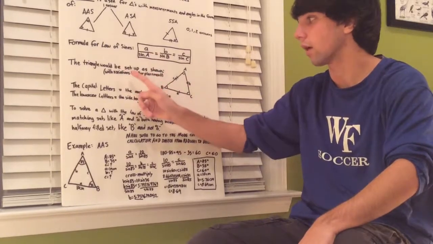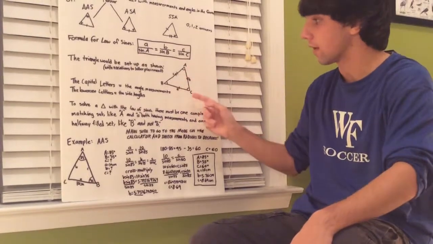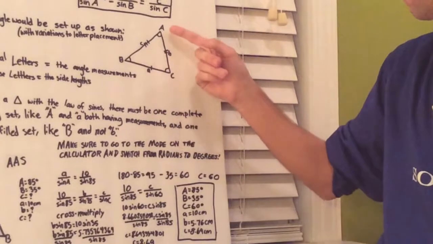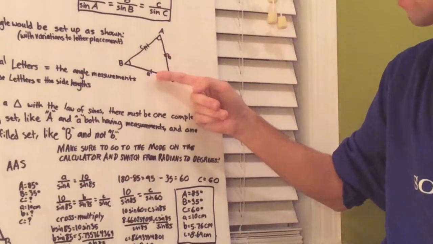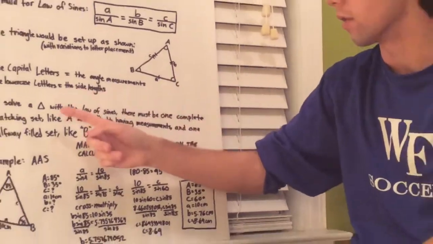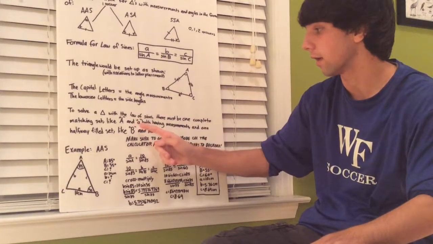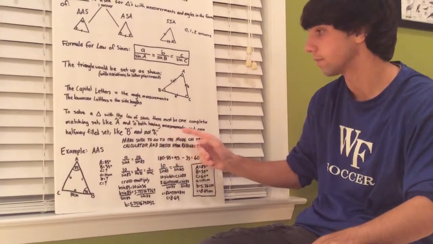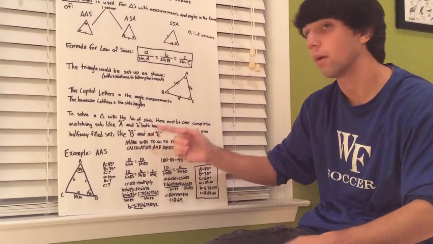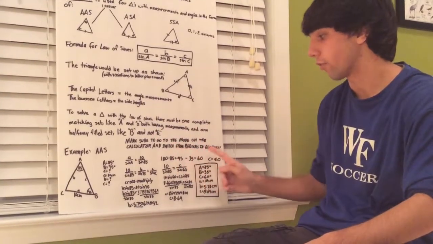Now the triangle would be set up as shown, with variations to letter placement. All the capital letters A, B, and C are the angle measurements, while the lowercase letters are the side lengths. Across from capital A would have to be lowercase a, across from capital B, lowercase b, and so forth. To solve a triangle with the law of sines, there must be one complete matching set, like capital A and lowercase a both having measurements, and one halfway filled set, like capital B having a measurement but not lowercase b. Make sure to go to the mode on the calculator and switch from radians to degrees.